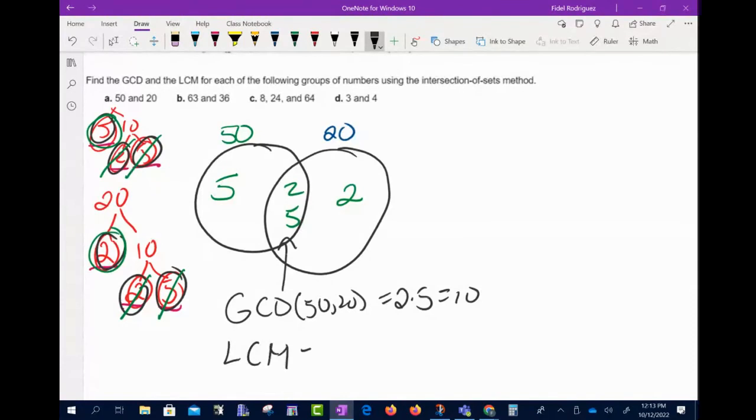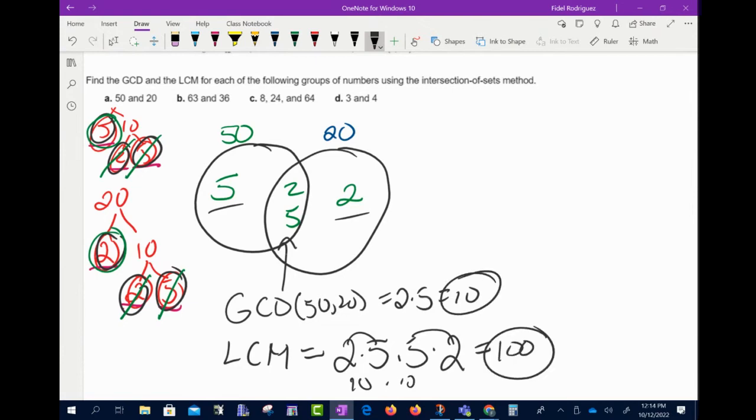Now, if I want to find my least common multiple, what I'm going to do, y'all, is every number that I see in those circles, I'm going to write them down. So I have a 2 and I have a 5 because I have those in the middle, but I also have this 5, so I'm going to go ahead and write it down. And I have that 2, so I'm going to write that one down. Okay. And now we're just going to multiply straight across. So 2 times 5 is 10. 5 times 2 is also 10. So 10 times 10, everybody agree, is 100. And we found both our greatest common divisor and our least common multiple.